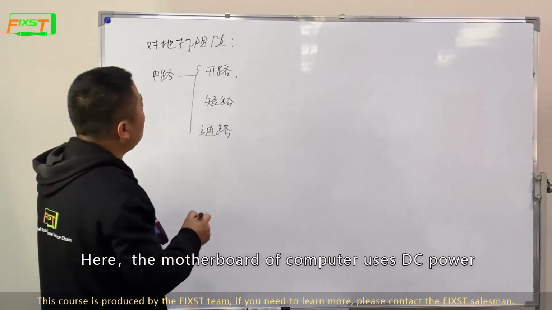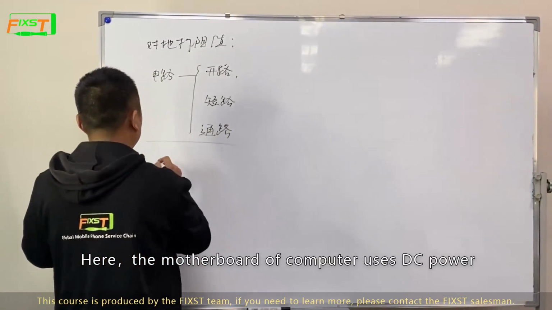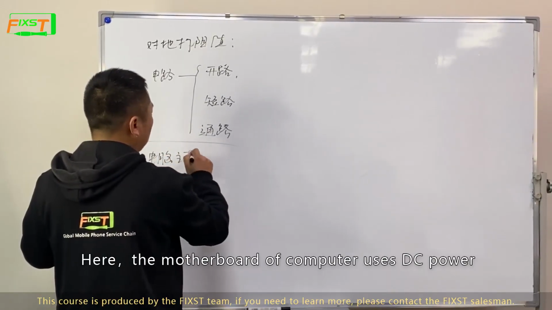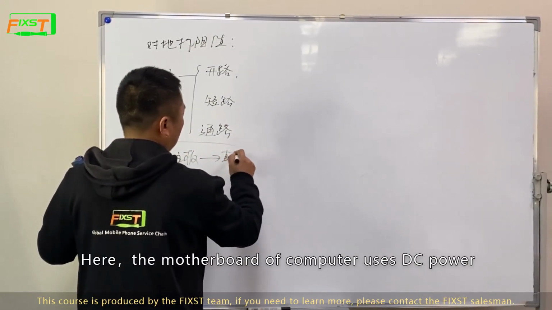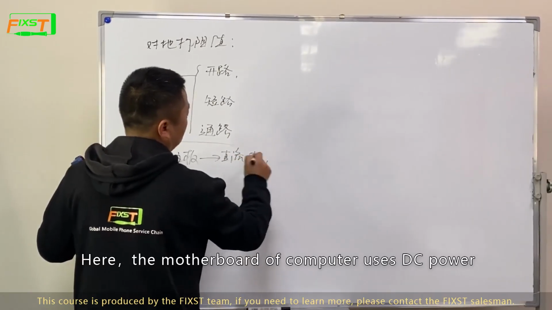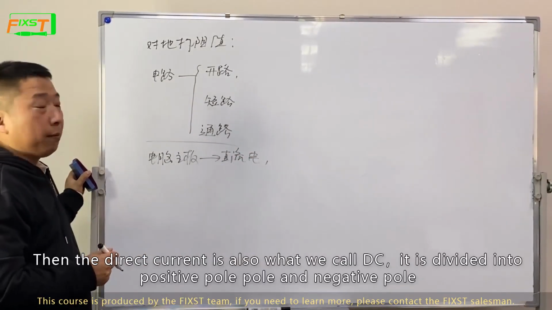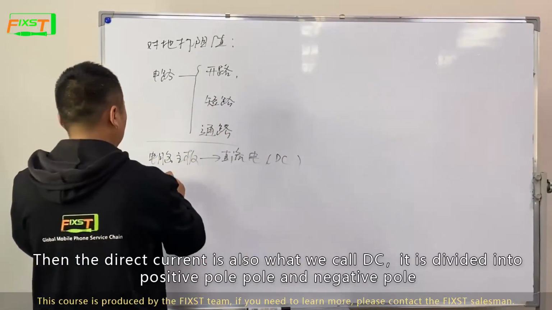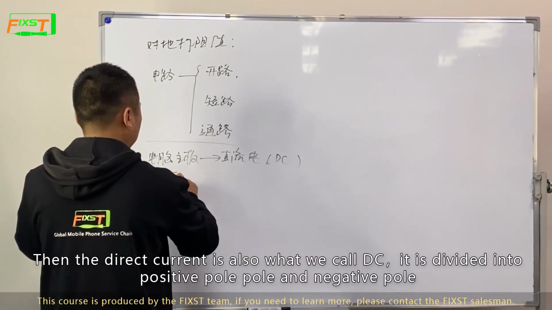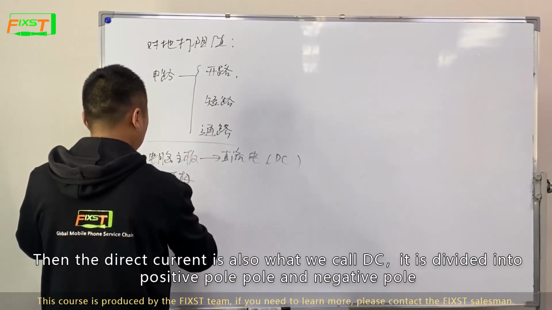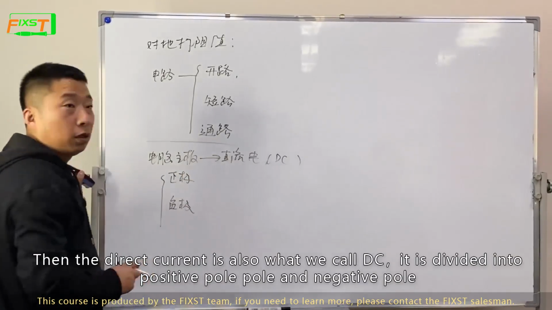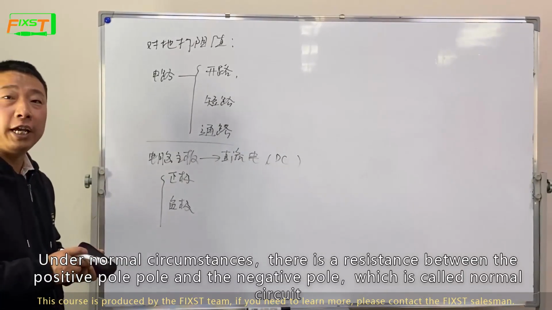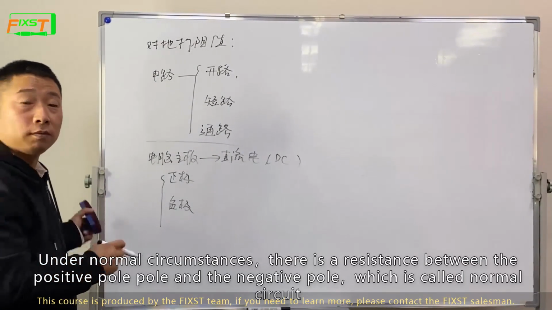Here the motherboard of the computer uses DC power. Direct current is also what we call DC. It is divided into positive pole and negative pole. Under normal circumstances, there is a resistance between the positive pole and the negative pole, which is called normal circuit.